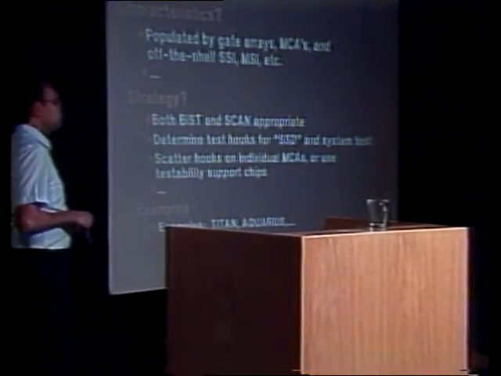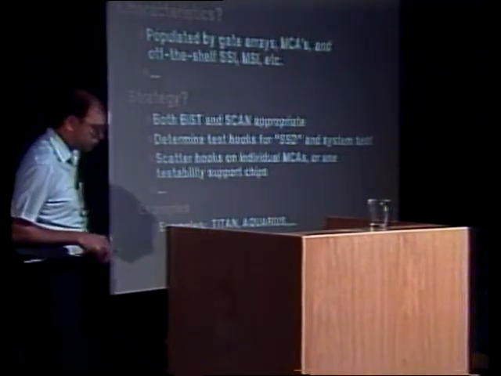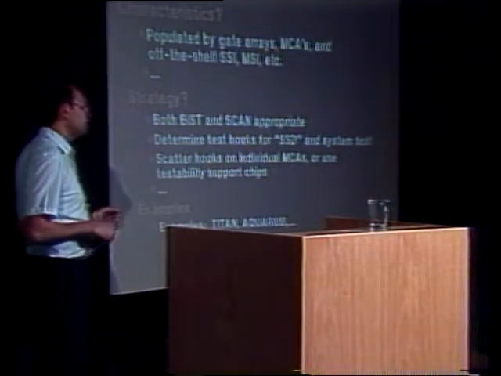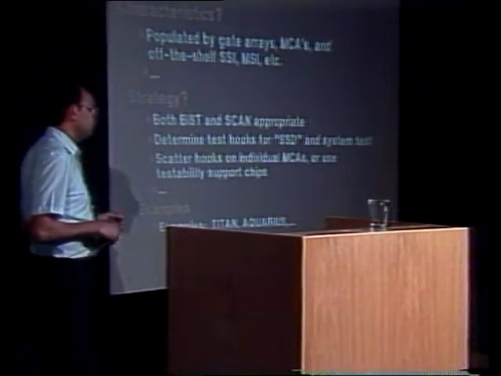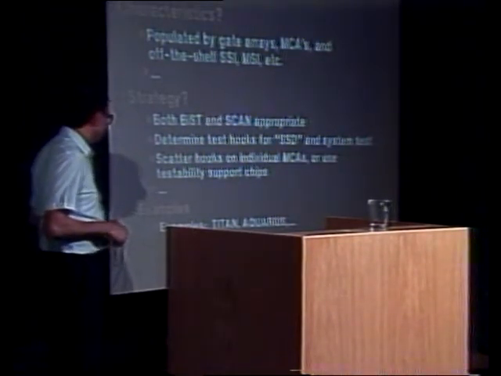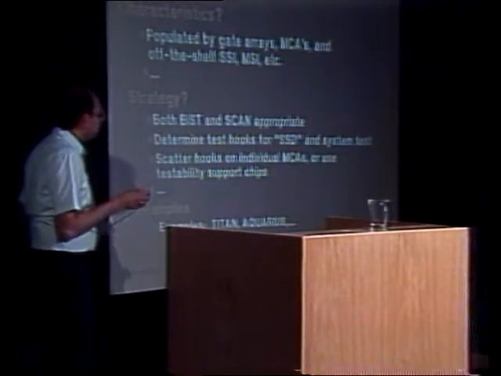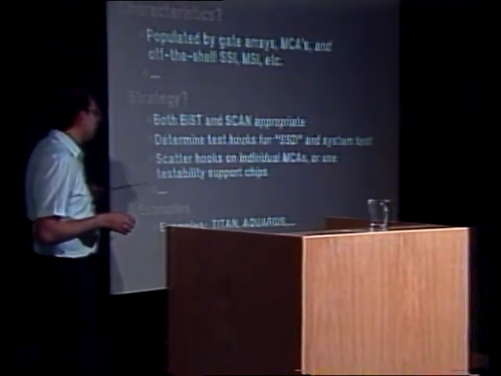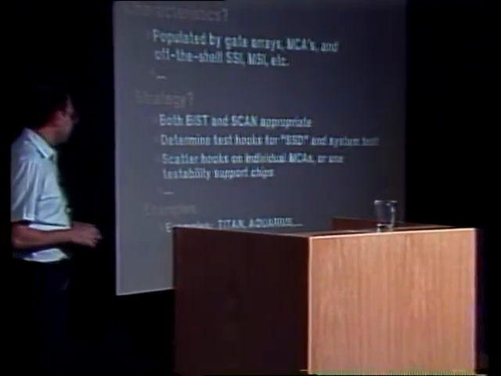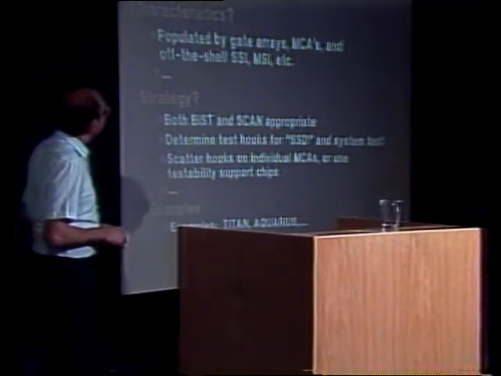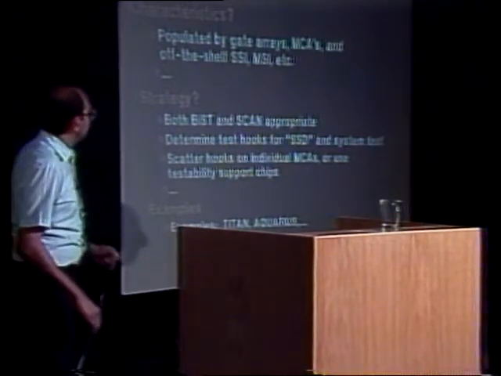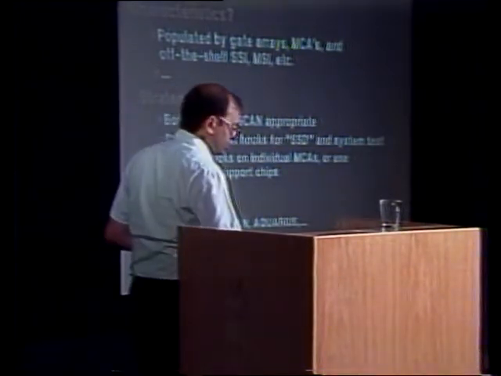And of course, if you want to implement test hooks cost effectively, the best place to implement them is on the individual gate arrays and MCAs which populate the board, and not by using SSI or MSI components. Well, if they get left out on those gate arrays and MCAs, then you may want to consider putting them in some dedicated testability support chips, and we'll see some ideas about that. So again, in this space, we have examples such as Titan and Aquarius, which are certainly doing like this.